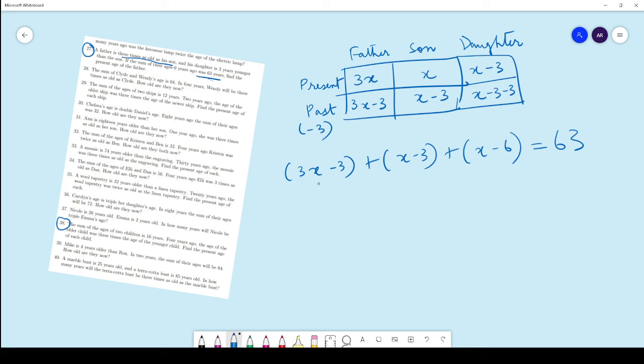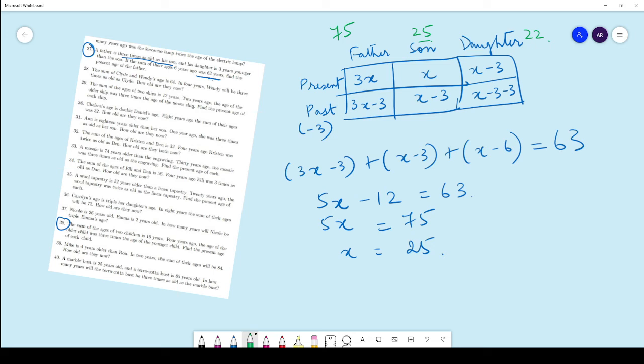So now let us open up the brackets, and what do you have over here? 5x minus 3 minus 3 minus 6, that makes it minus 12 equals 63. So when we transpose, we get 5x equals 75, x equals 25 over here. So the son's age, presently we have calculated, is 25 years, father's age is 75 years, and the daughter's age is 22 years old. So this is how the equation sets up according to this solution.